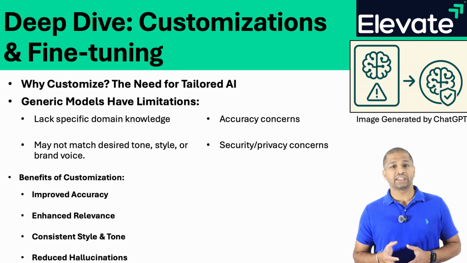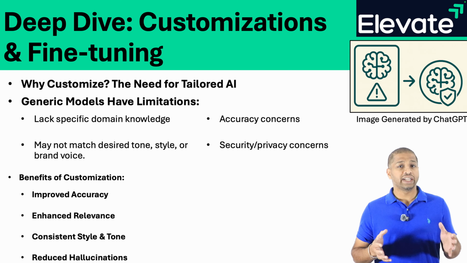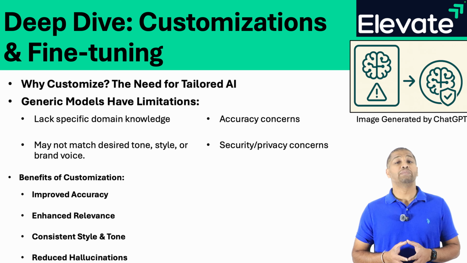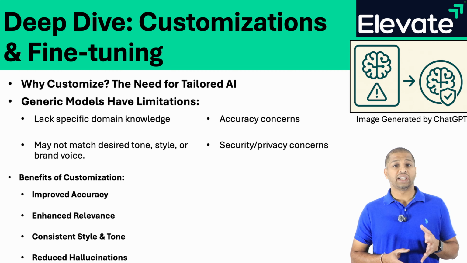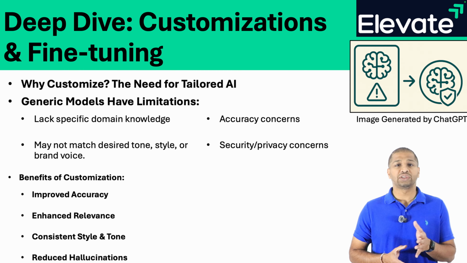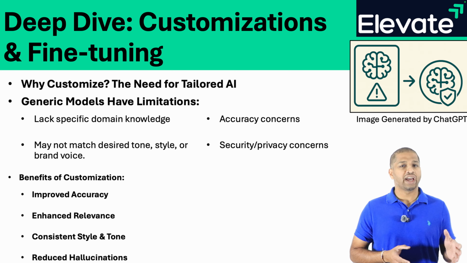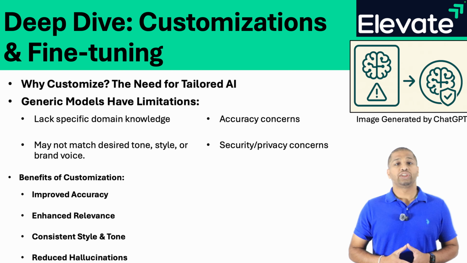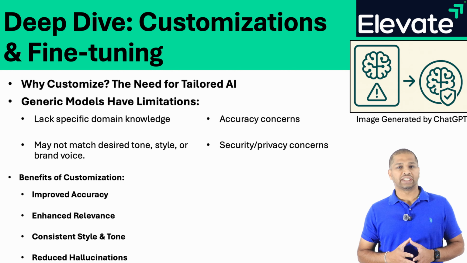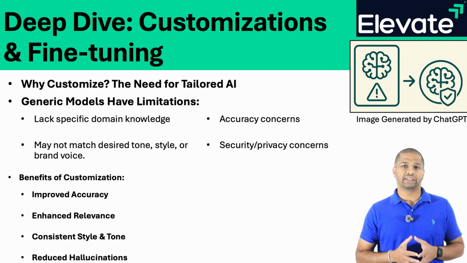Customization directly addresses these limitations. By tailoring the AI, we gain several key benefits: improved accuracy, grounded in our own data, enhanced relevance for our specific context, a consistent style and tone aligned with our brand, and a significant reduction in hallucinations. It also allows better data privacy by keeping sensitive information within our control, especially with methods like RAG.